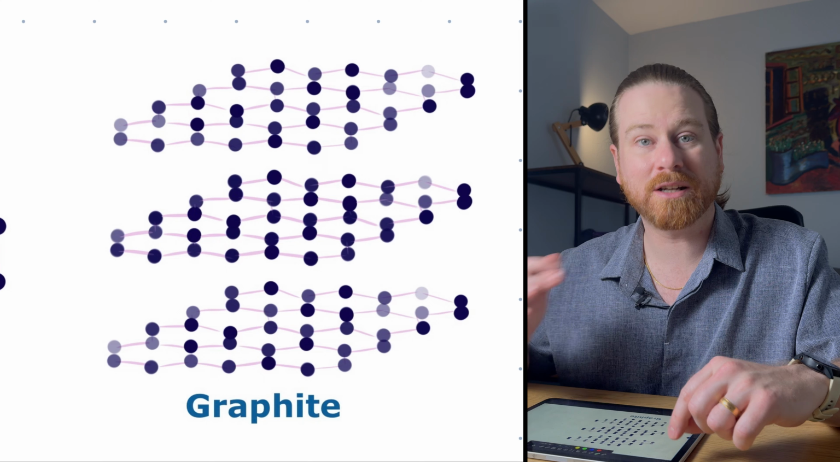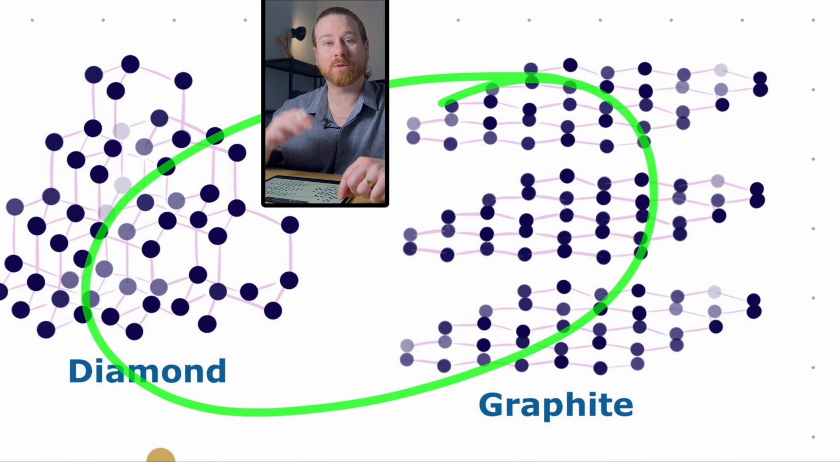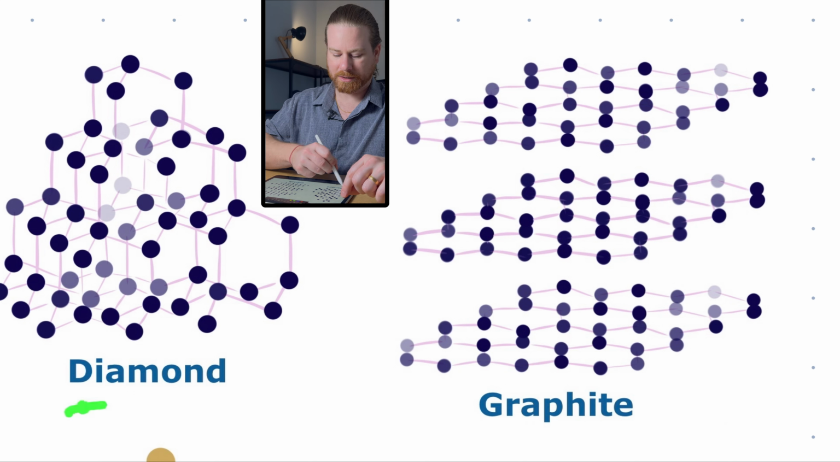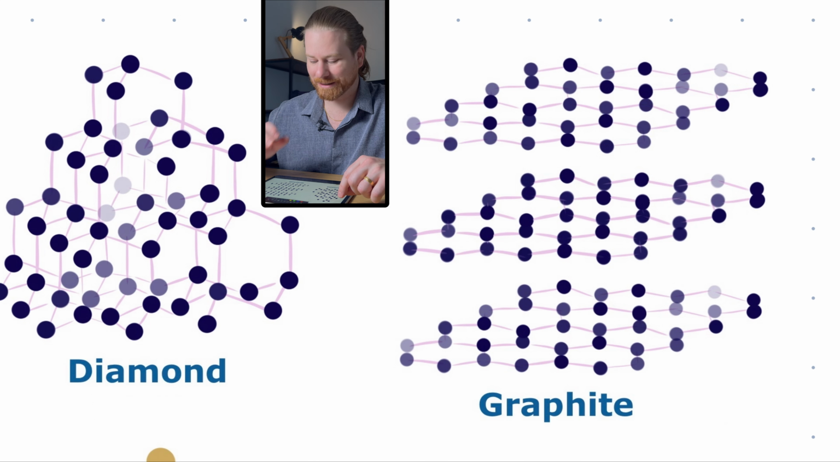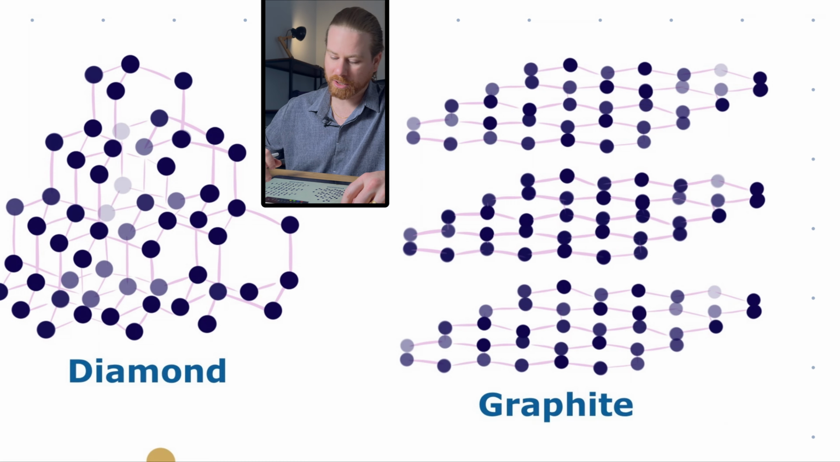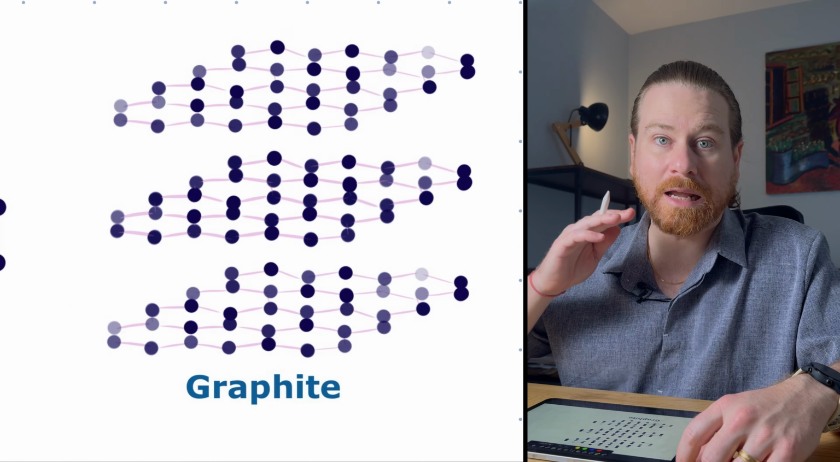So graphite is another allotrope of carbon. Allotrope just means a different form of the same element. So both diamond and graphite are carbon, but we've got them bonded in a different way. So graphite, hopefully we can see, is very different to diamond. Graphite is formed in layers.